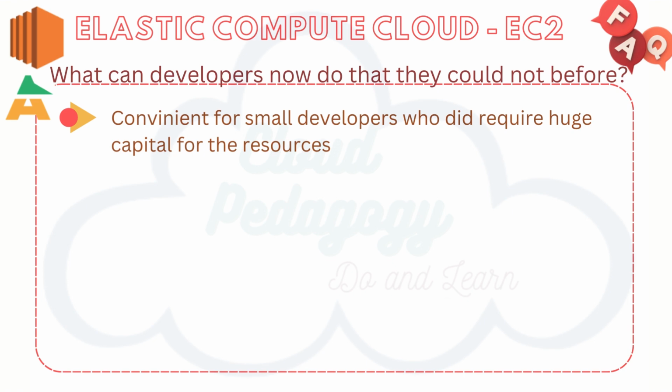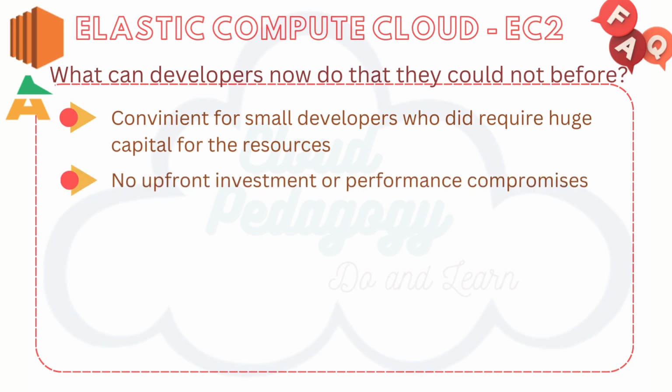Until now, small developers didn't have the capital to acquire massive compute resources and ensure they had the capacity they needed to handle unexpected spikes in load. Amazon EC2 helps developers use Amazon's own benefits of massive scale with no upfront investment or performance compromises. Developers are now free to innovate, knowing that no matter how successful their businesses become, it will be inexpensive and simple to ensure they have the compute capacity they need to meet their business requirements.